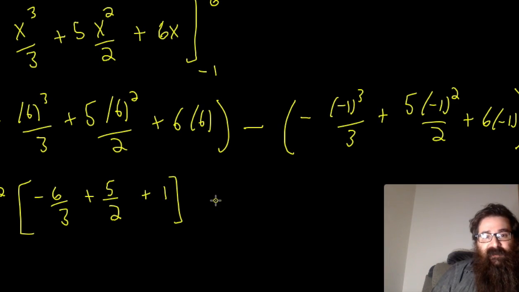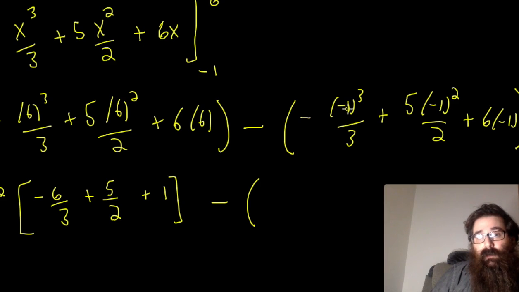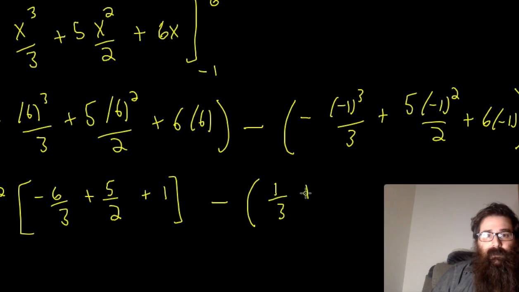And then I have minus, and then here this other set of parentheses, I can just start working through it. Negative 1, if I cube it, gives me negative 1. And then I have this minus sign that's going to flip the sign on it, so that's now positive 1 over 3 plus. And here I have 5 times negative 1 squared. If I square a negative 1, it gives me positive 1. So 5 times 1 over 2 is 5 over 2. And then here I have 6 times negative 1 is negative 6.